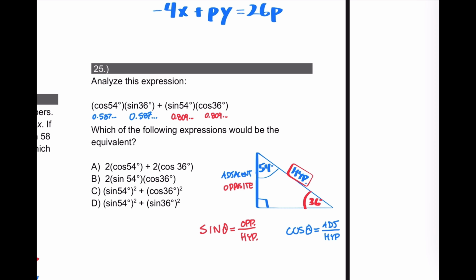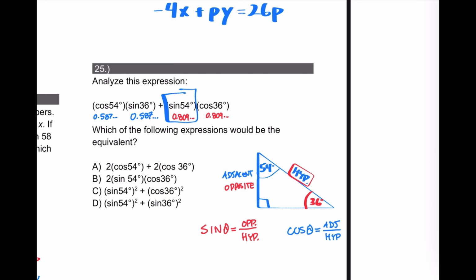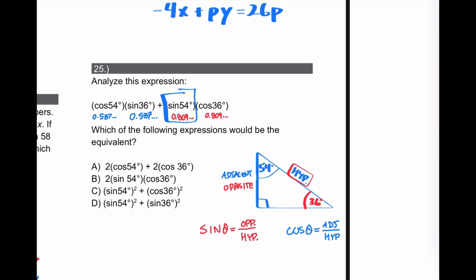And so when I look at my answer choices, I'm definitely going to have a squared in here somewhere and not times two. So I'm looking at C or D. And now notice that to make it a little trickier, they've used this one first to say sine of 54 squared. So it could be C or D. And then they've actually used the sine of 36 squared, which would be D as my final answer.